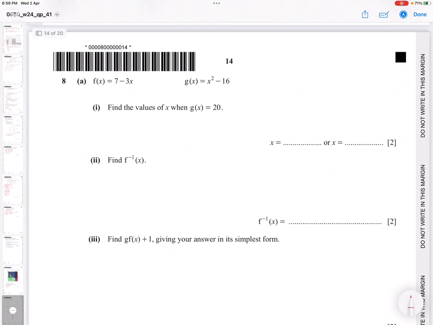Question number 8. f of x is equal to 7 minus 3x and g of x is x squared minus 16. Find the values of x where g of x is equal to 20.